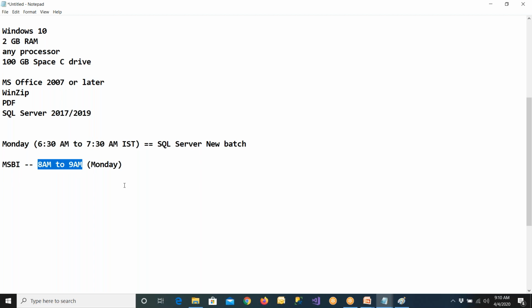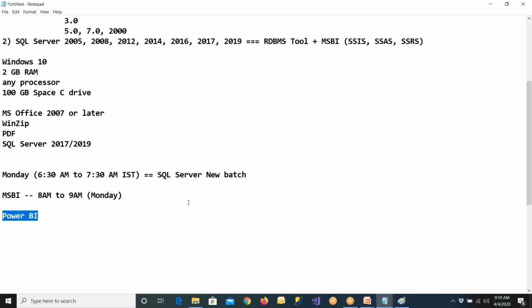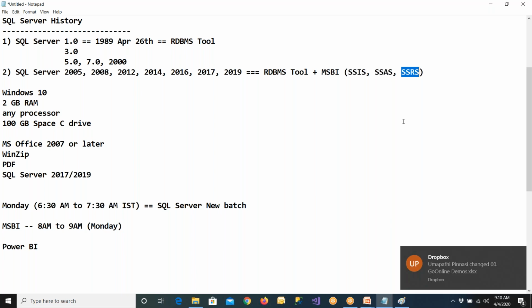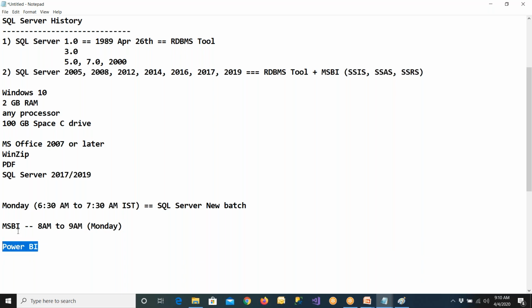Clear? And people are asking one more thing, that is Power BI. Power BI is not a replacement for MSBI. Okay, be clear. Power BI is completely an advanced tool for SSRS. SQL Server Reporting Services we had, right? So this is an advanced tool to this, and many faculties are saying wrongly that Power BI is a replacement for MSBI. That is completely wrong. MSBI has ETL and analysis and a lot of other things available.